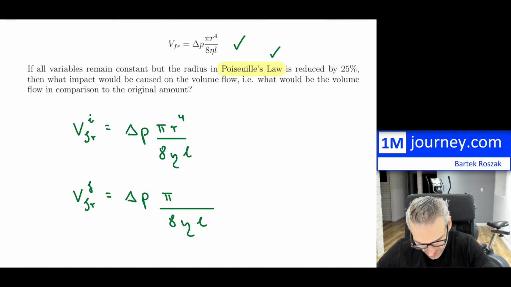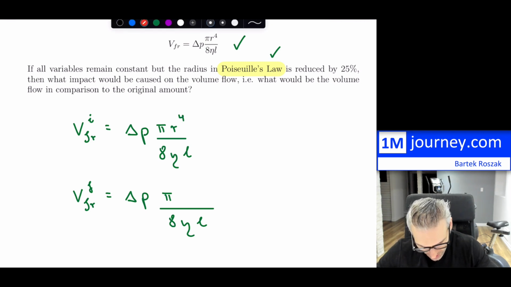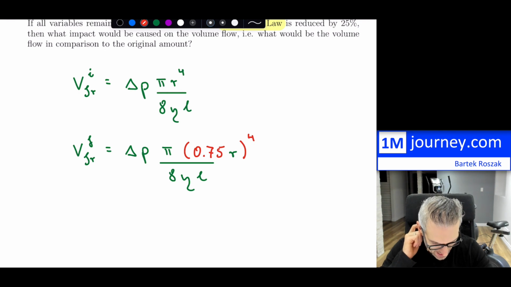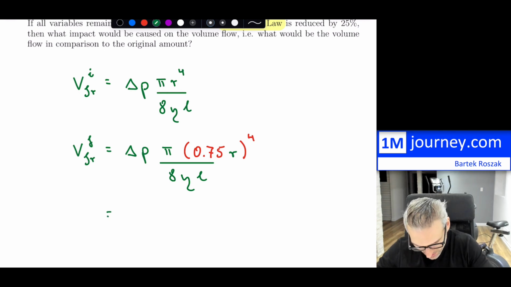And the only thing that changes, and maybe I'll do the change in color, is that we have a 25% reduction in the radius, which means 0.75 of the original radius that we have within here, and it's to the 4. Everything else stays the same. Now notice what happens in here. This is a great question because it will tickle your intuition.